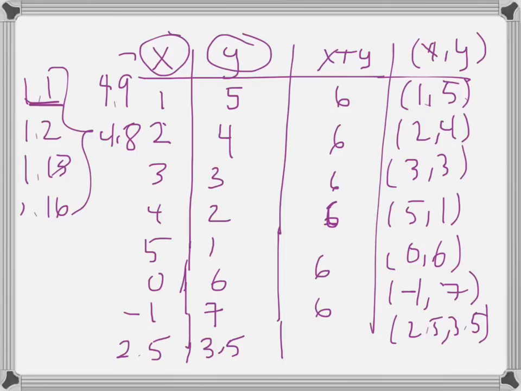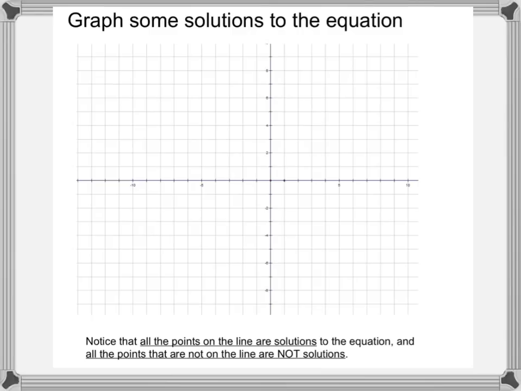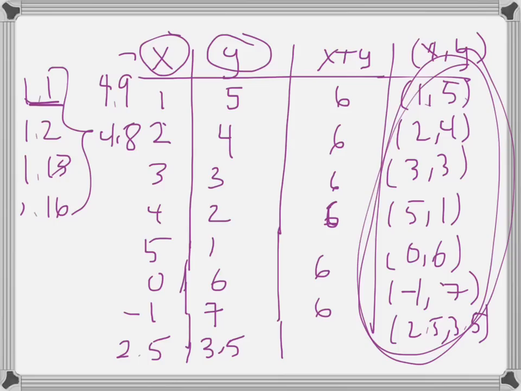There's an infinite amount of coordinate pairs that are associated with the relationship between x and y such that x plus y equals 6. Now, if I were to graph the solutions to the equation, all of these ordered pairs, and the infinite amount of ordered pairs that I did not write down, are members of the solution set of the equation.